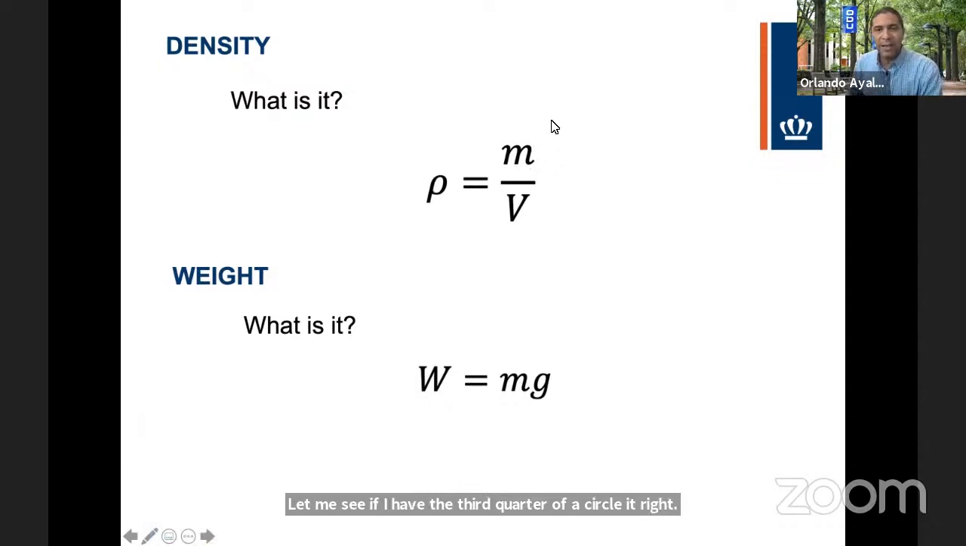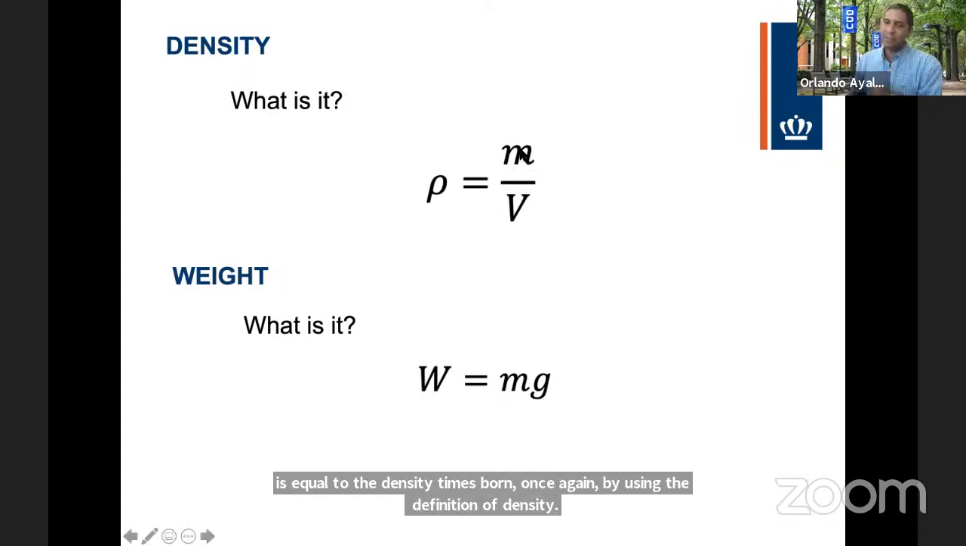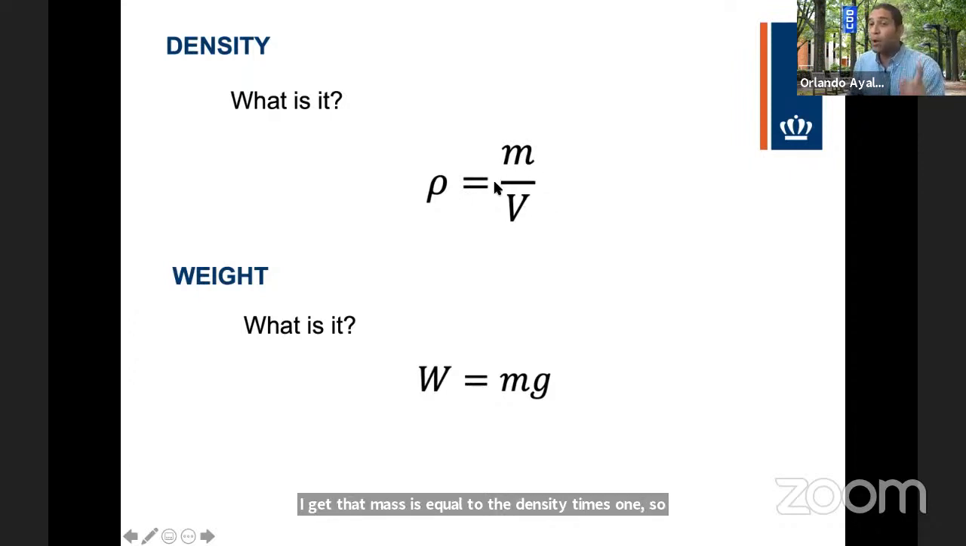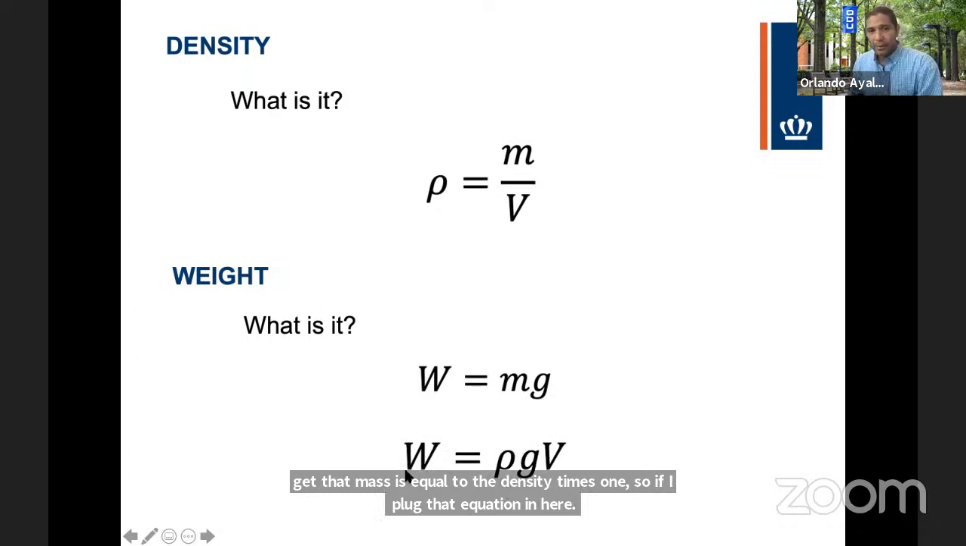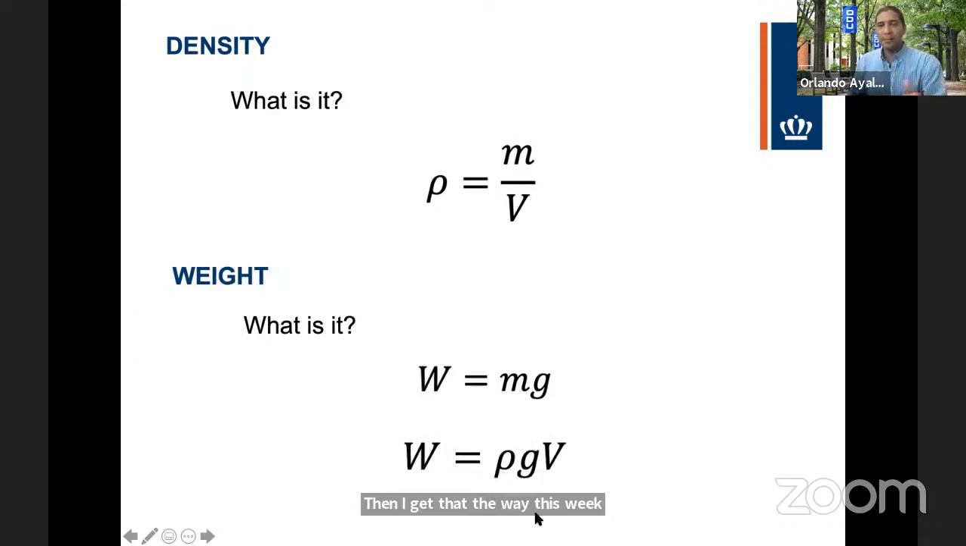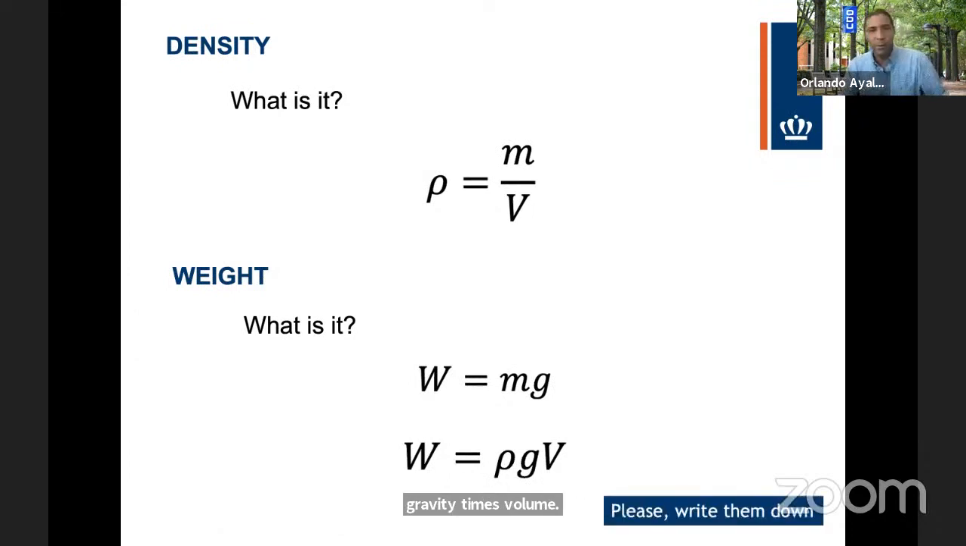If you could see, density has mass in it. So if I solve for mass in this equation, I'll have that mass is equal to density times volume. Once again, by using the definition of density, mass is equal to density times volume. So if I plug that equation in here, then I get that the weight is equal to density times gravity times volume.